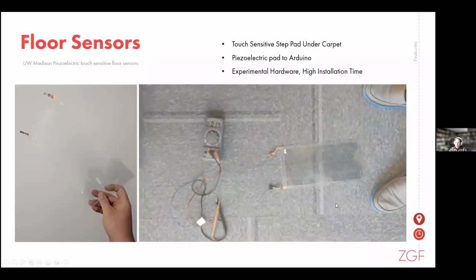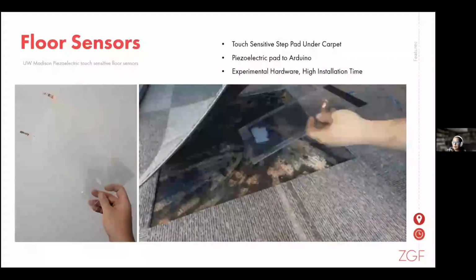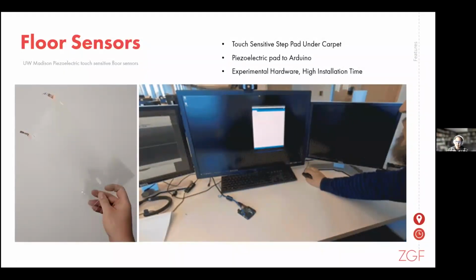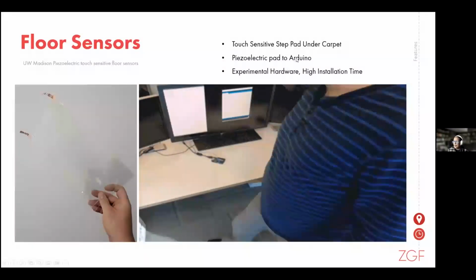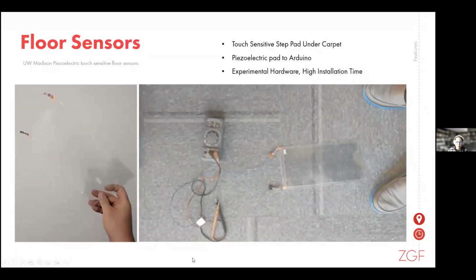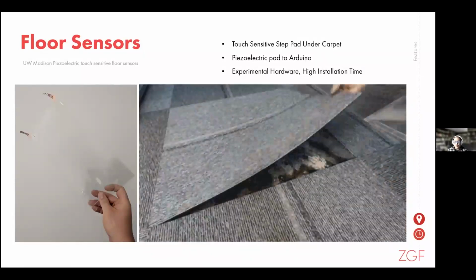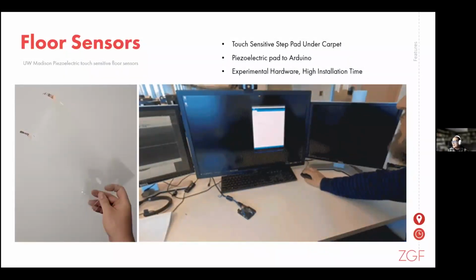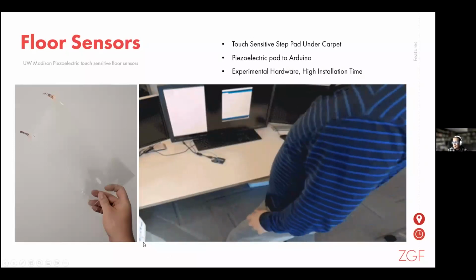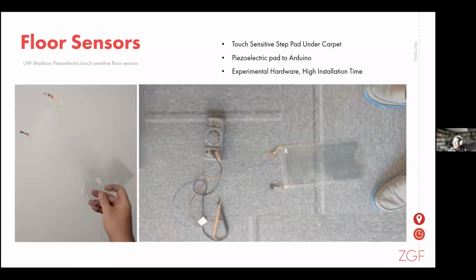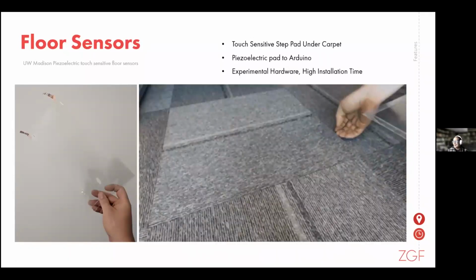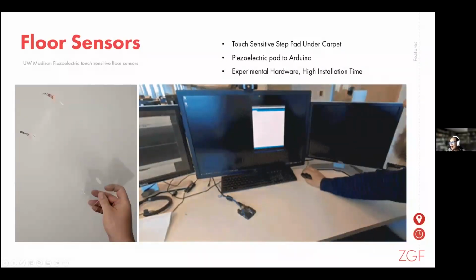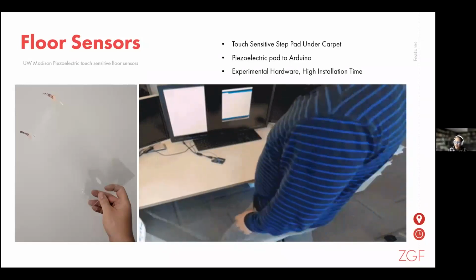Floor sensors. This was a collaboration with UW-Madison where they were developing piezoelectric touch-sensitive floor sensors. Basically they detect weight on them, so you could put them under the carpet and see where people are walking in. Maybe you put them in the entrances of your conference room so that you can understand how often people are having meetings and what the sizes of those meetings are. It's an interesting one because you have to put it underneath the carpet, so it could take a long time to install. It has to be pre-planned. It's hard to do after the fact unless you have carpet tiles that are easy to move, but it could also help you understand just the movement of people through your space.